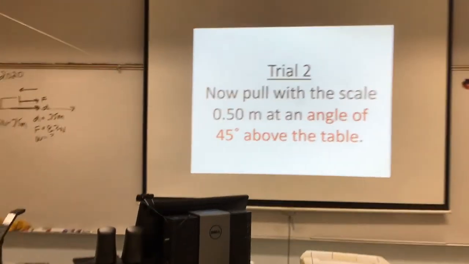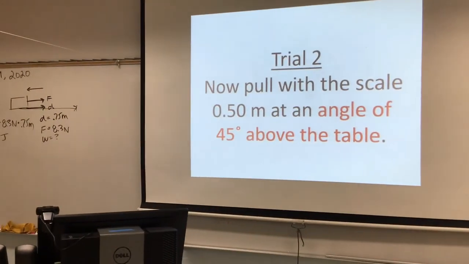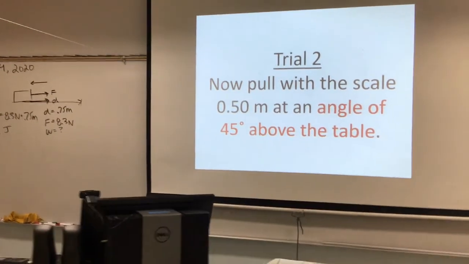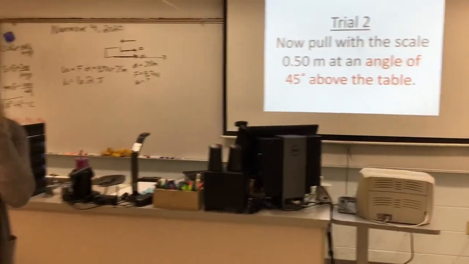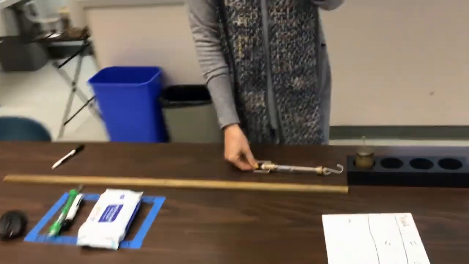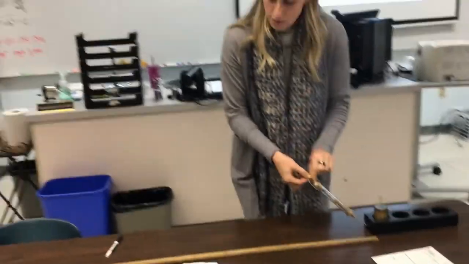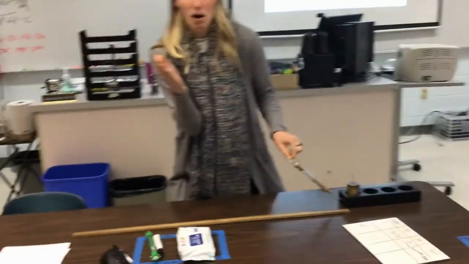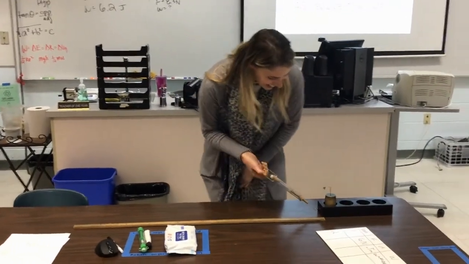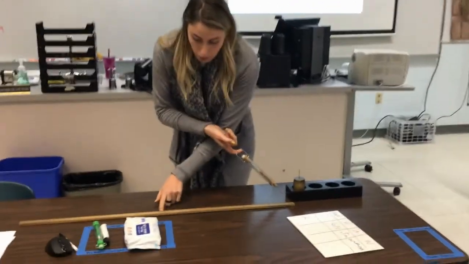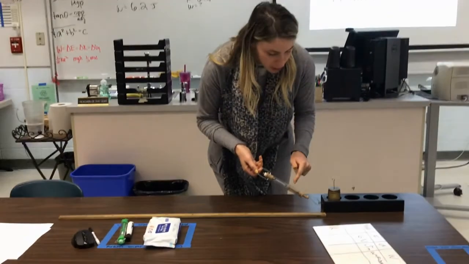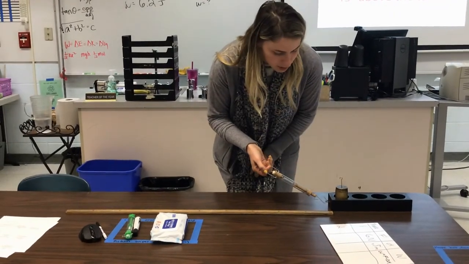Reset. Now pull with the scale 0.5 meters at an angle of 45 degrees above the table. Keep in mind this isn't a perfect 45 degrees, but we're going to call this 45. If you ask me, that's perfect, that's 45 degrees right there. Same thing. We're going to pull to the 0.5, and I'm going to be looking at how much force it takes me to do this. Ready? Set.